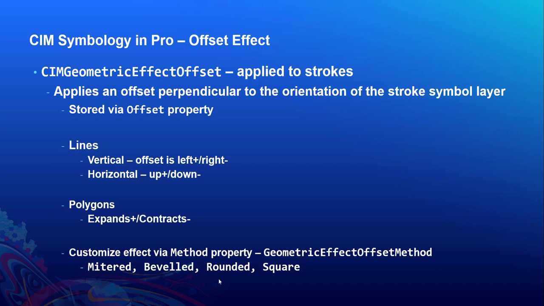If you're using the stroke in a polygon symbol, the net effect is that the outline that's using the stroke, well, it'll expand if it's a positive value or contract if it's a negative value. And I'll show you what that looks like shortly. And again, you can customize the effect, the offset effect, via its method property using a geometric effect offset method. And that just impacts the way that corners or sharp bends in the line are rendered.